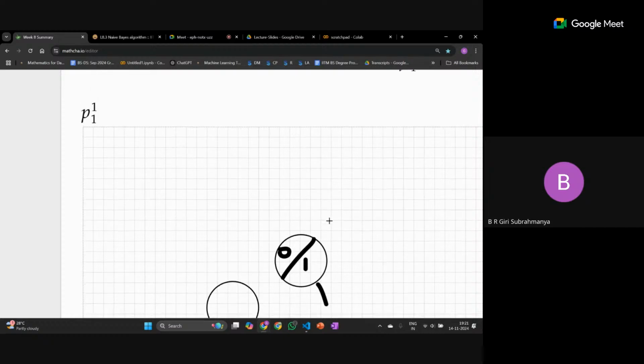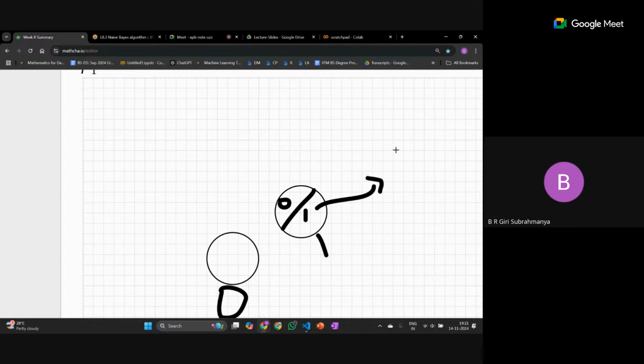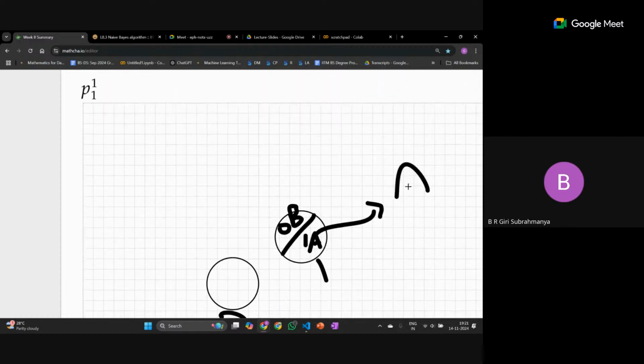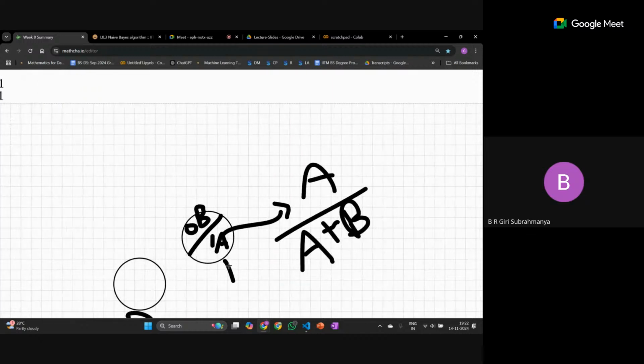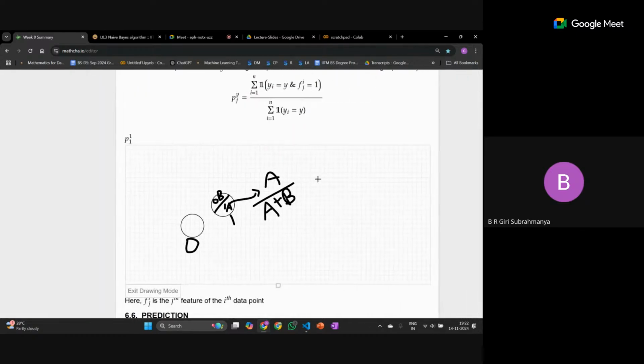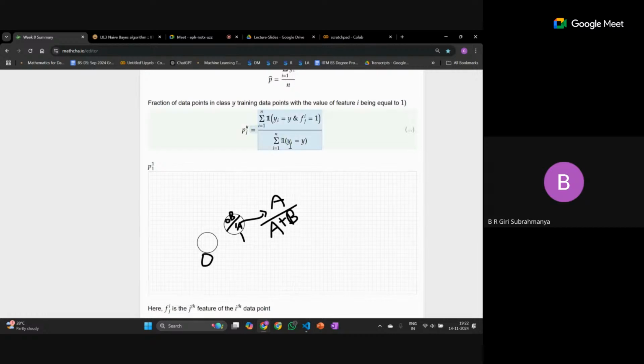What this P11 is capturing is the number of data points here. Let's call this region A and this region B. P11 is trying to find A by A plus B. A plus B is the number of training data points with label being 1. What is A? The label should be 1, and the feature should also be 1. So that is what is given by this thing. Clear?